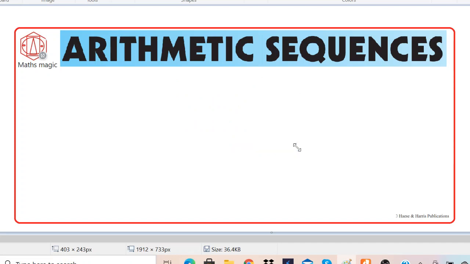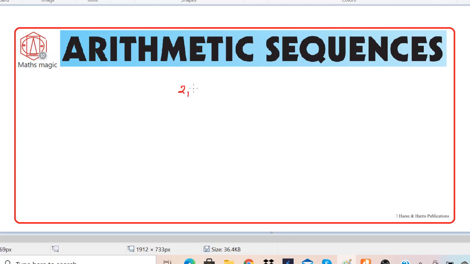So what is an arithmetic sequence? When your pattern is increasing or decreasing by a constant number. If your pattern is increasing or decreasing by a constant number, then we can call it an arithmetic sequence. Let's see an example first.